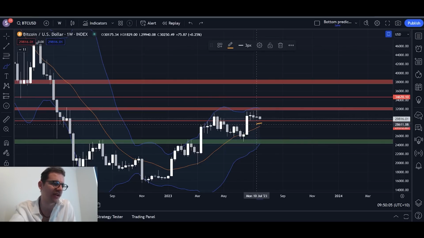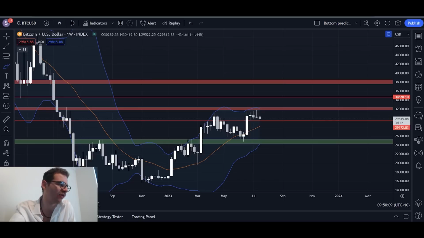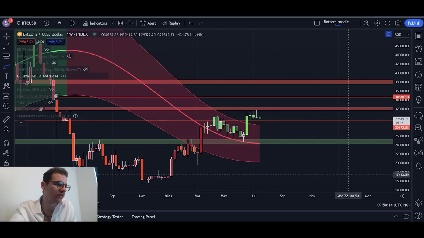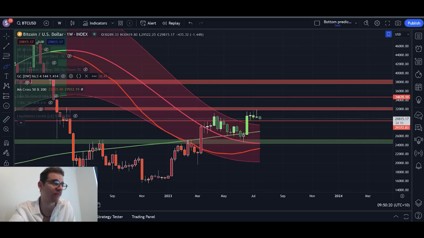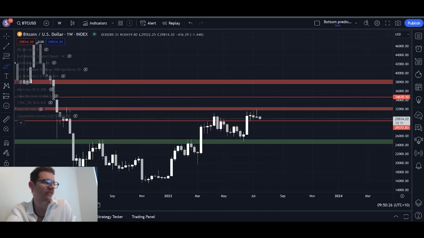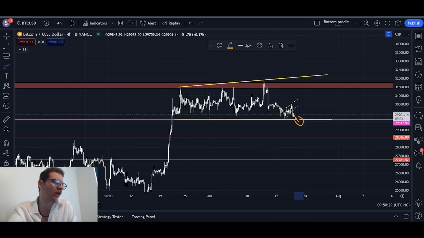Well, first of all, the center line of the Bollinger Bands is up here at 28k, 28.6k. It's not very far below us. We've also got Gaussian channel layering that support zone down at 25k. We've also got the 200-week SMA on Bitcoin, which is a very important weekly chart indicator, at around 27.1k, 27.2k.